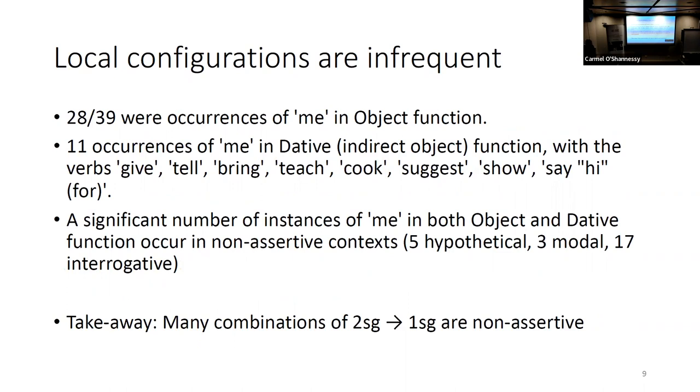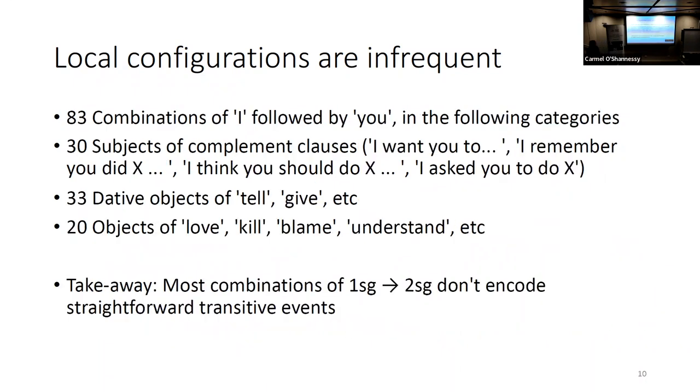And a significant number of those instances of me in either object or dative function occur in non-assertive contexts. So hypothetical situations, modal contexts, and lots of interrogatives. And so the takeaway here is that lots of combinations of second singular subject with first singular object are non-assertive. And as Alana and Mark pointed out to me, that makes a lot of sense. It would seem odd for the speaker to assert knowledge on the part of the hearer. And so it's natural that you get non-assertive context for all those combinations.